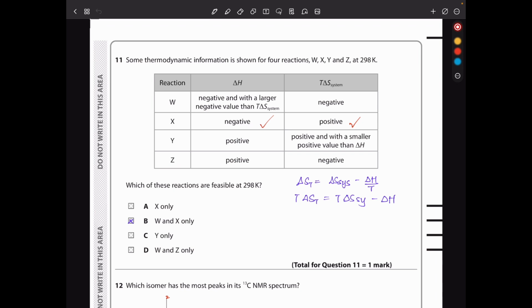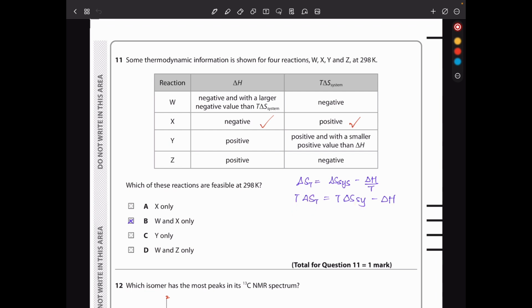Next, they say some thermodynamic information is shown for 4 reactions W, X, Y, and Z at 298 Kelvin. Which of these reactions are feasible at 298? So since they've given us ΔH and TΔS for the system, I say ΔS total equals ΔS system minus ΔH over T, where this is the surroundings. To make TΔS the subject, multiply through by T, so TΔS total should equal TΔS system minus ΔH. Now we know for this reaction to be feasible, this is going to be positive.